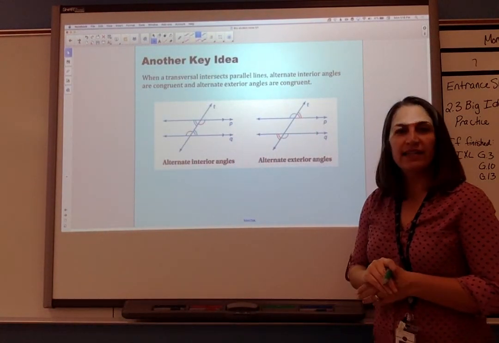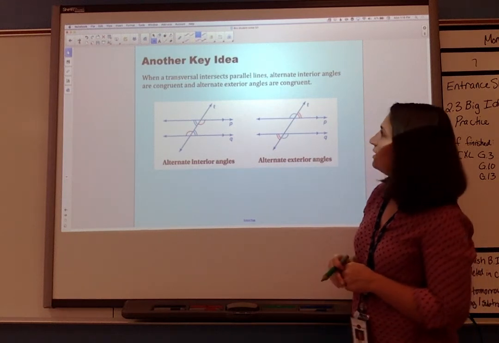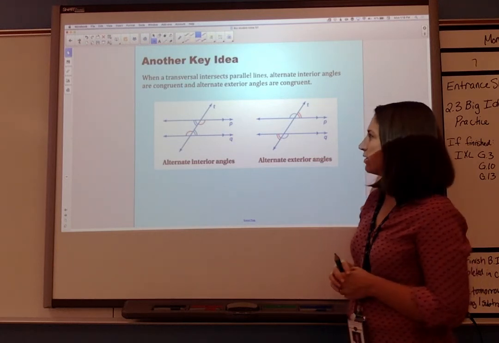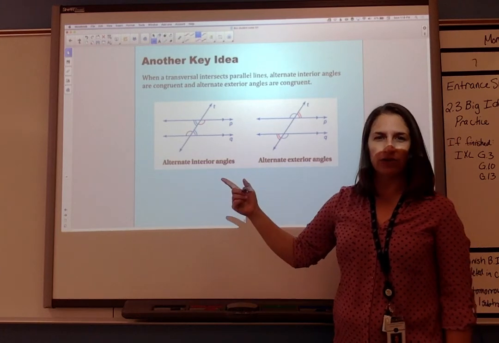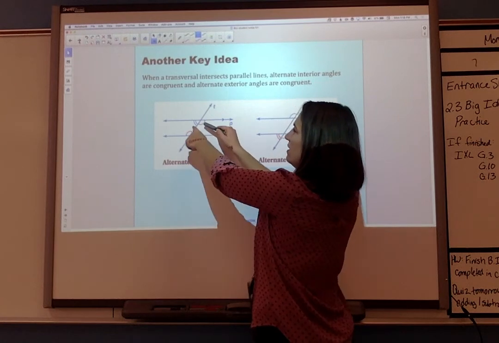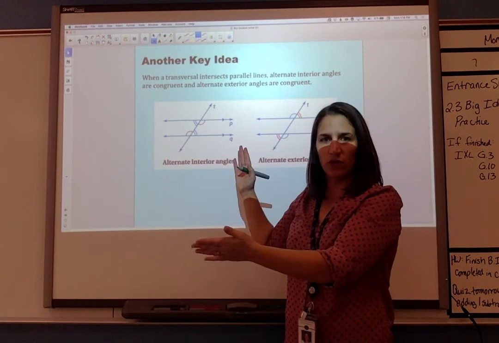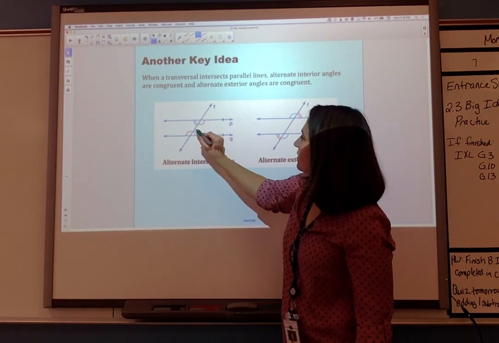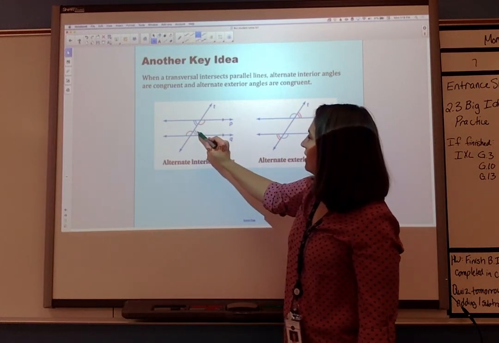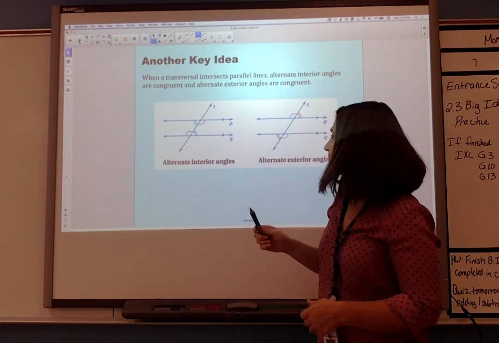Here's one more key idea. When a transversal intersects parallel lines, the alternate interior angles are congruent and the alternate exterior angles are congruent. So let's take a look at the alternate interior angles. So here's 4 interior angles. These 2 red angles would be alternating from each other. One is to the right of the transversal, one is to the left. And same thing with these 2 double blue arcs here. One is to the right of the transversal, one is to the left. So those are alternating interior angles.